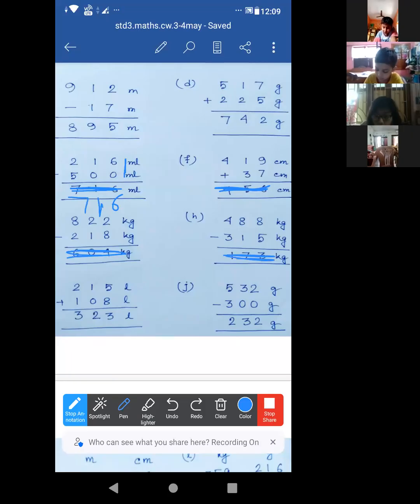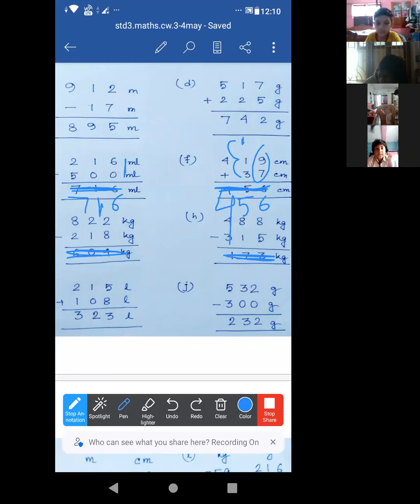Now the next one also. 9 plus 7. Just count it. 16. 6 will be there. 1 is carried over there. Then 3 plus 1, 4 plus 1, 5. Just write 5 over there. Then this 4 will come. 456. E and F completed.